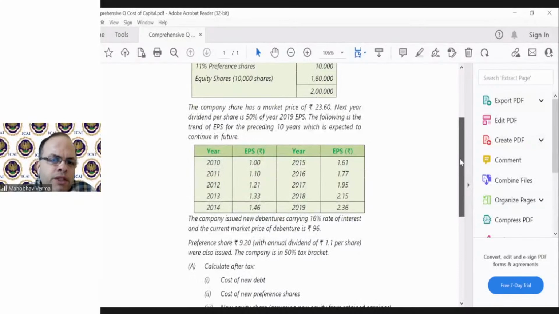They've given you information: issued new debentures carrying 16% rate of interest. Probably I can give you 1 minute to give me the answer. Cost of new debt. Mind you, we are not even talking about YTM here, right? So give me the cost of debt. 1 minute for everyone.